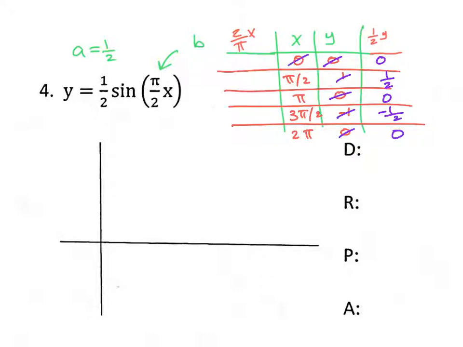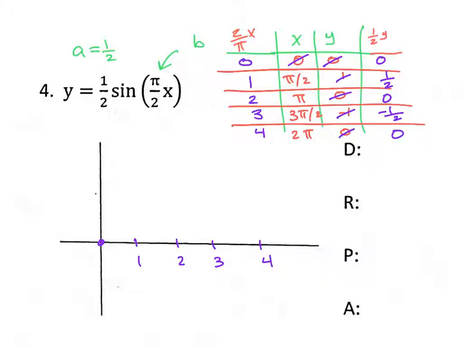Now, 0 times 2 over pi is 0. Pi over 2 times 2 over pi, that's 1, so the pi cancels out. Pi times 2 over pi, that's 2. 3 pi over 2 times 2 over pi, that's 3. And 2 pi times 2 over pi, that's going to be 4. So the pi canceled out. So now I have 0, 1, 2, 3, 4.